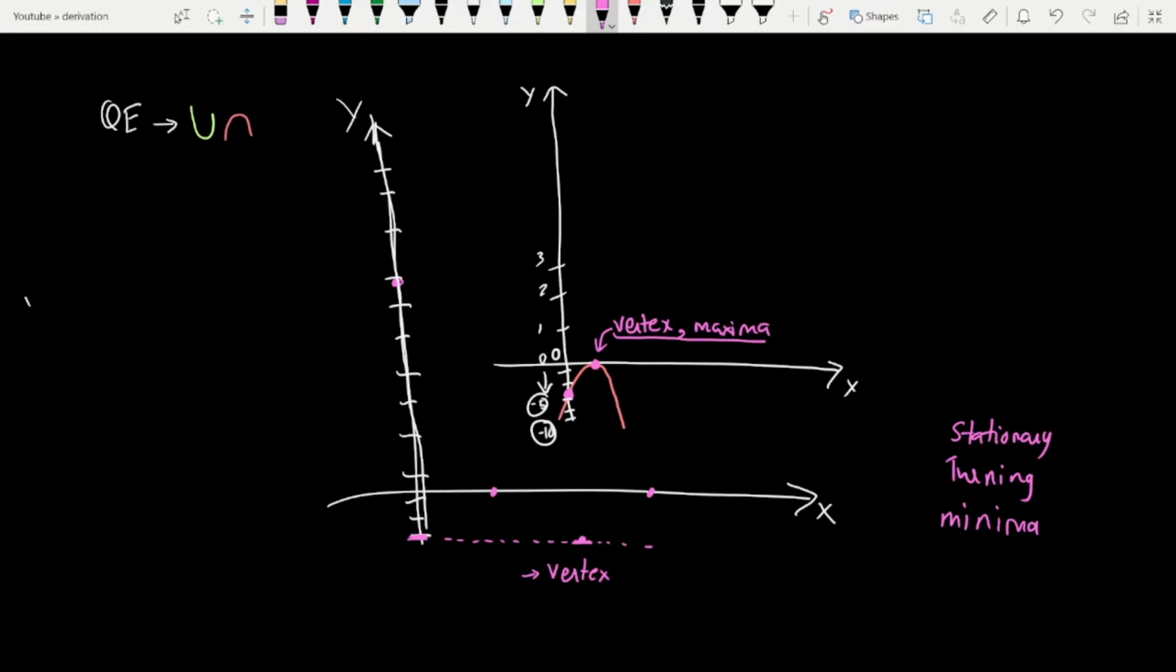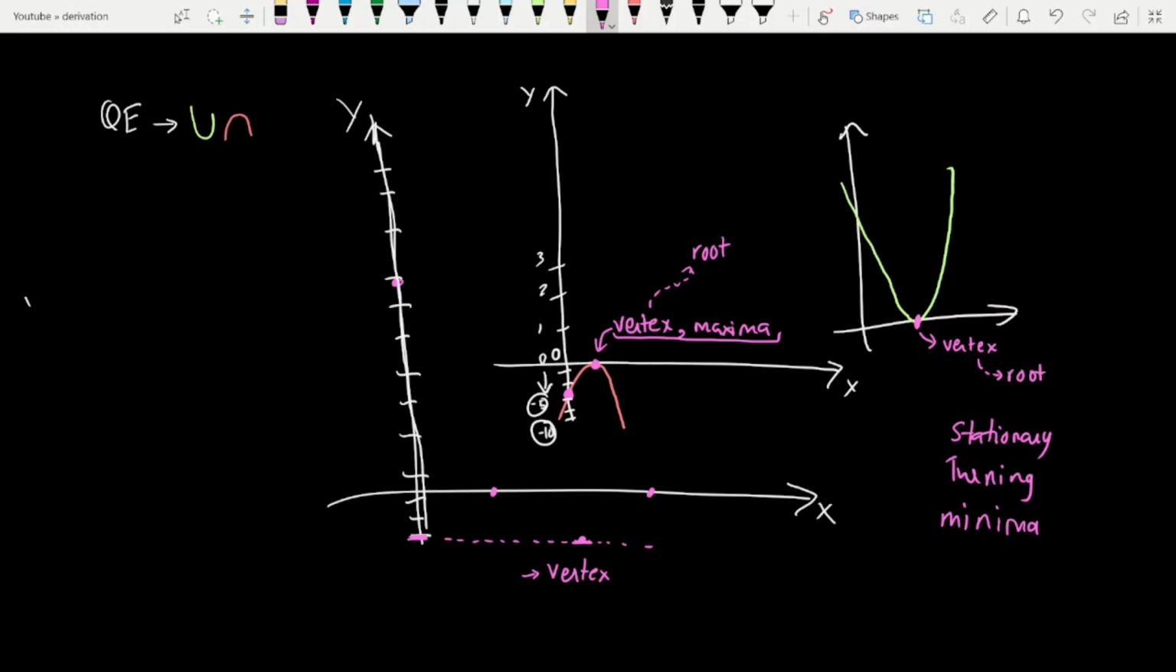In other terms, instead of calling it a vertex or a maxima, you can also understand that this point right here touches the x-axis. So over here, the vertex is also going to be the root of your equation, okay? And you could have the same case for a smiley face. Let's say your smiley face did something like that. In this case, that right there would be your vertex, and this vertex would also, at the same time, be the root of your equation. Why? Because it touches the x-axis.